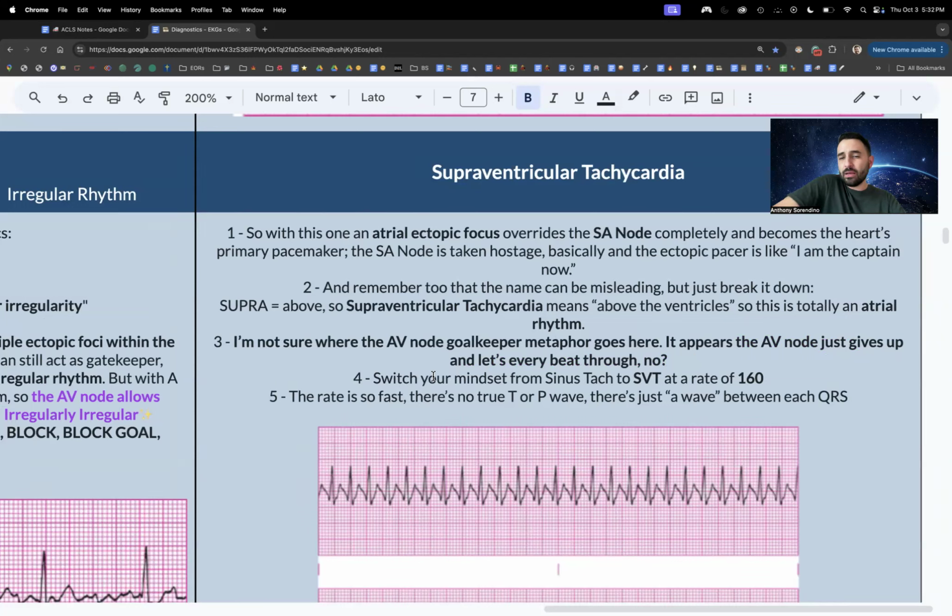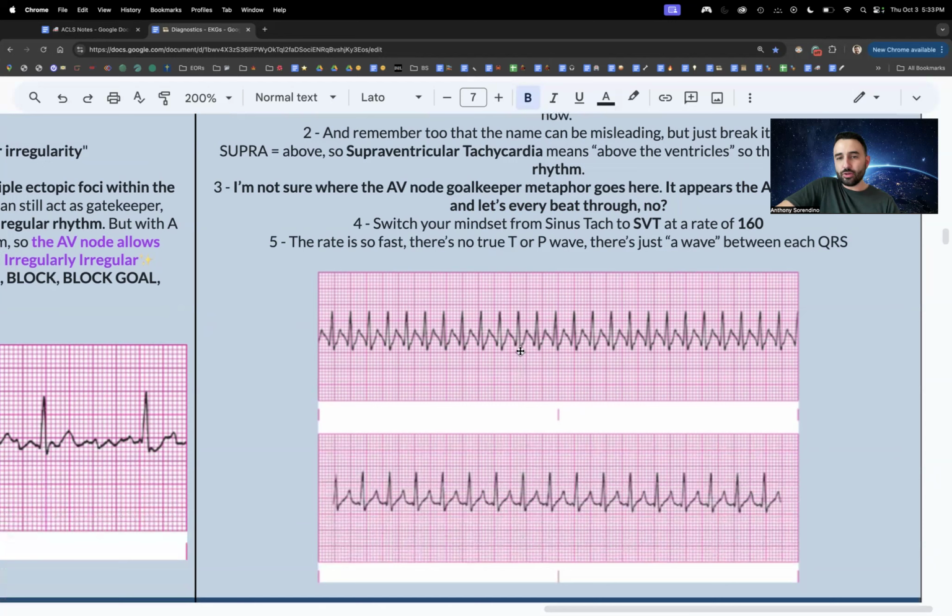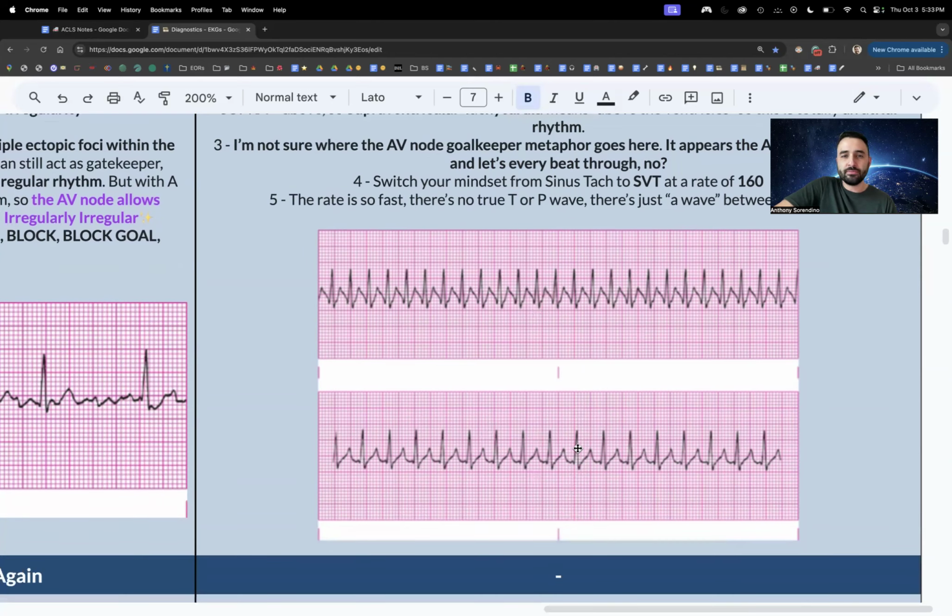The AV node gatekeeper thing kind of just disappears. SVT is very easy to spot. It just looks like this. You have one wave in the middle. Is it a T wave? Is it a P wave? Are they both kind of on top of each other? Not really sure, but you can't call these P waves. It's just a bump and then a QRS, a bump and then a QRS. So that's how you can see SVT.